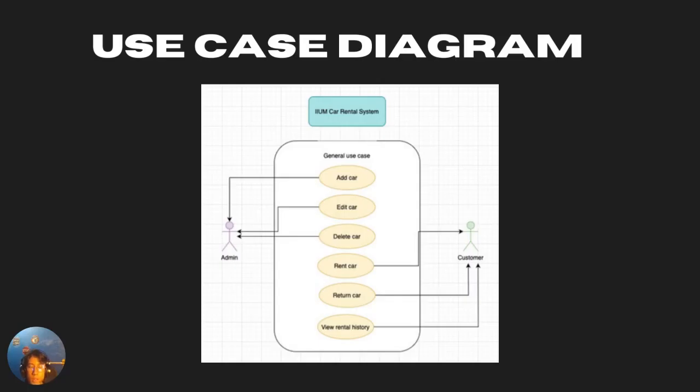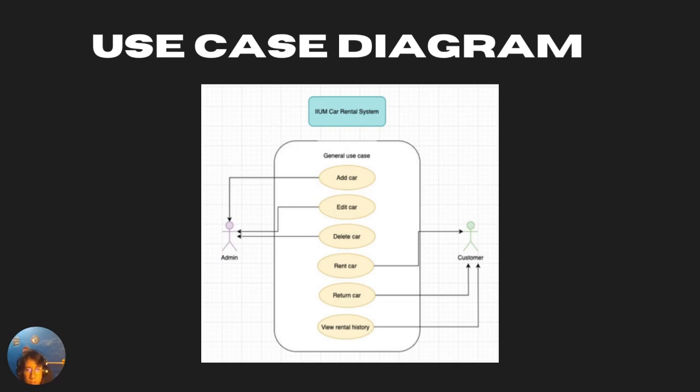Assalamualaikum warahmatullahi wabarakatuh. My name is Aisan Nusimbi Ramji and I will explain the use case diagram. Here is the use case diagram for the IIUM current system, and there are several general use cases, which are add car, edit car, delete car, rent car, return car, and also view rental history. The actors will be admin and customer.